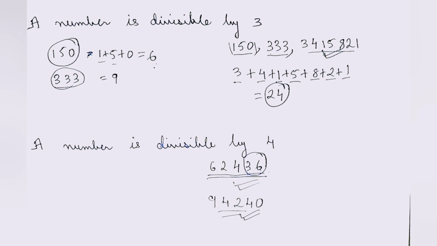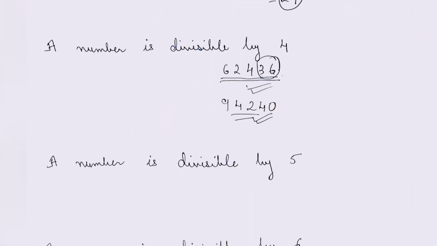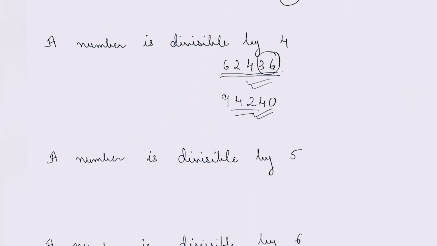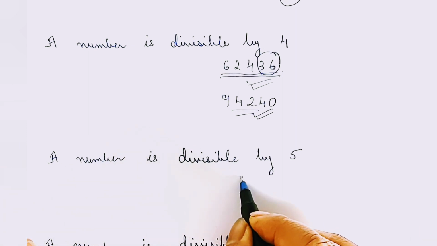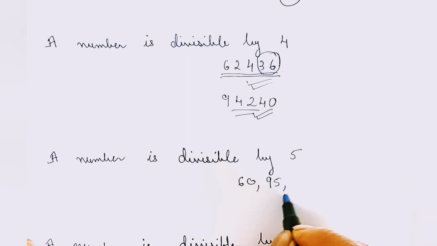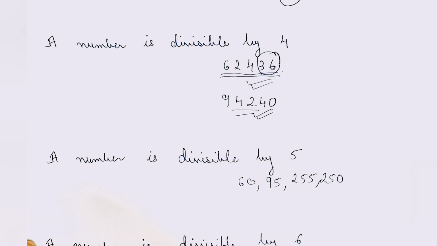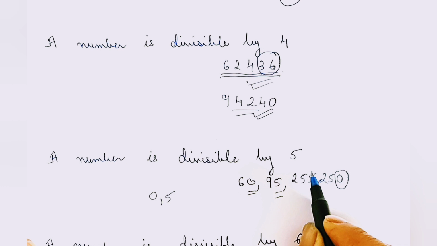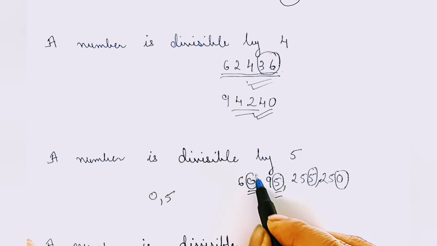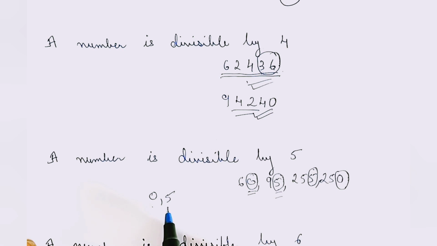Okay. Now comes if a number is divisible by 5 or not. Now see, it is very easy and all of you know that. Say the number is 60 or 95, 255 or say 250. Whenever a number has 0 or 5 in the units place, then that number is divisible by 5. Okay, I think I am clear to you all.